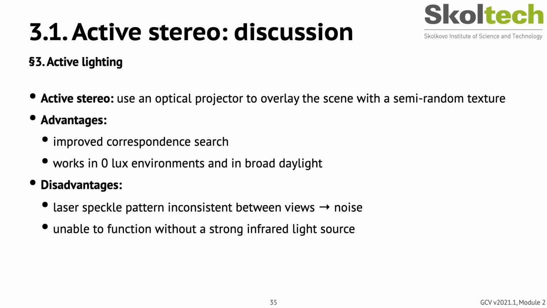Unstructured light active stereo enjoys improved correspondence search and is able to work both in zero-lux environments and in broad daylight by projecting onto the scene semi-structured textures in the invisible spectrum. But this technology has its own limitations. Without a strong infrared light source such as the projector, special light bulbs, or the sun, the left-right cameras are unable to see. And the laser speckle pattern seen from the left and right images is unique to each view, which creates photometric inconsistency, leading to noise.